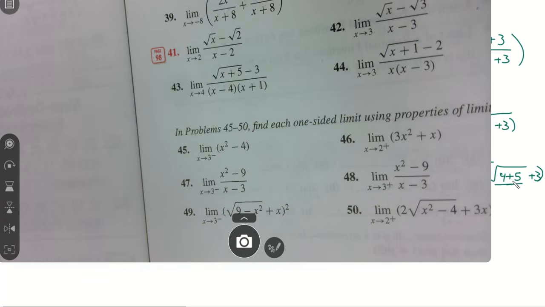Okay, 45. Okay, the one-sided limit. It says using the properties of limits. We could split this up, right? It's the limit of x squared minus the limit of 4. Can we just direct sub? What's 9 minus 4? In fact, it is. 45 is 5. Okay, 47. What method did you use?